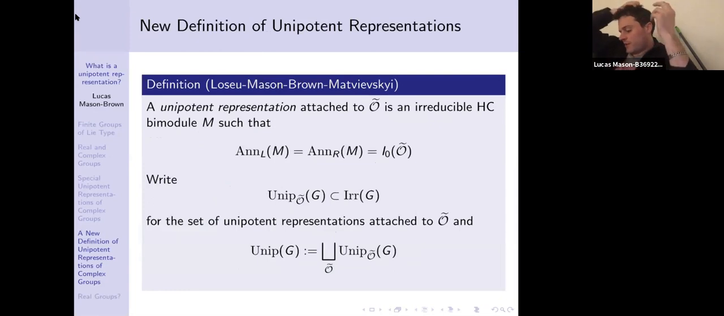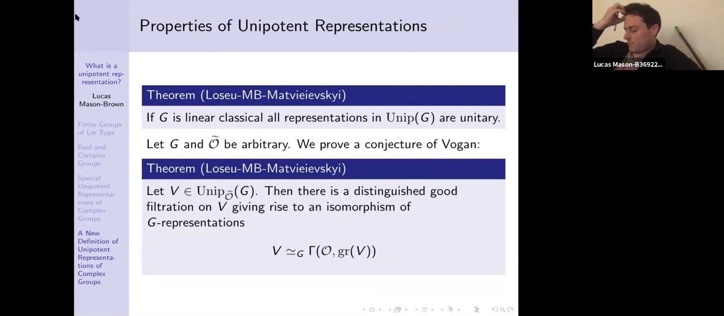So for us, a unipotent representation is just an irreducible Harish-Chandra bimodule, which is annihilated on both sides by one of these very special ideals. And we prove that, at least in the case of linear classical groups, all of these representations are unitary. By the way, this implies that all of the special unipotent representations are unitary in complex classical types by the previous result.